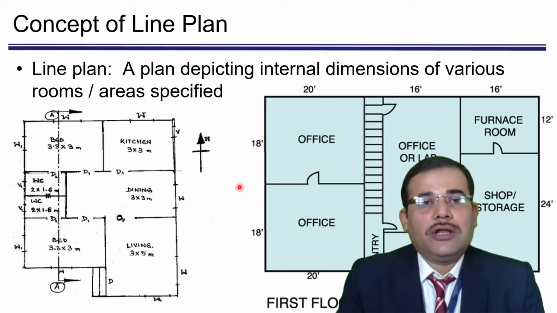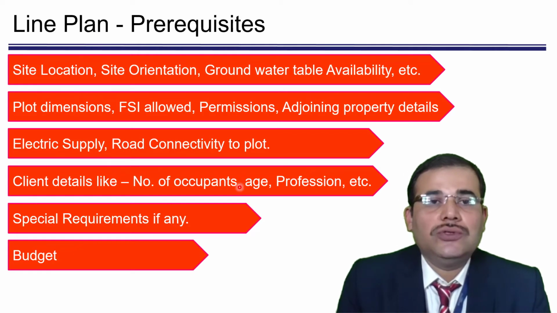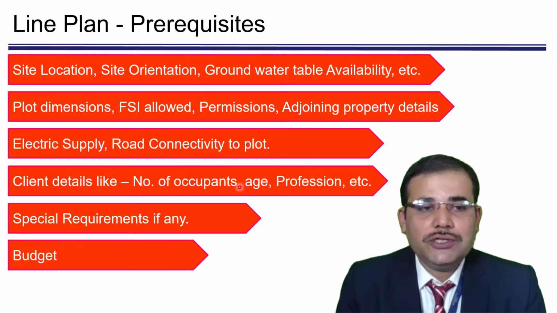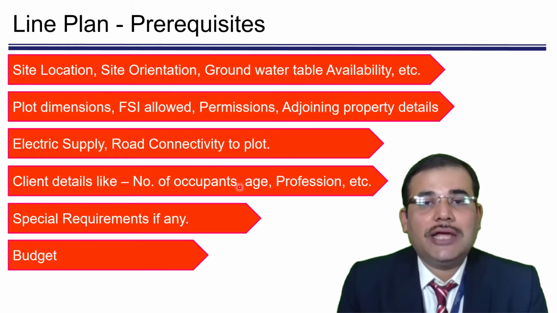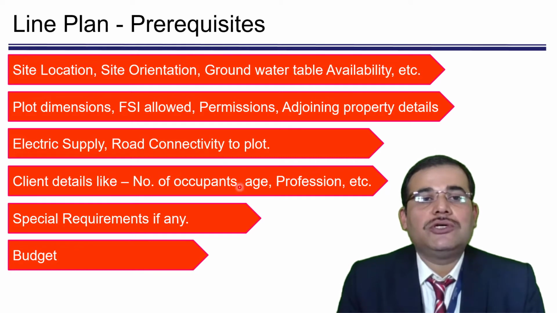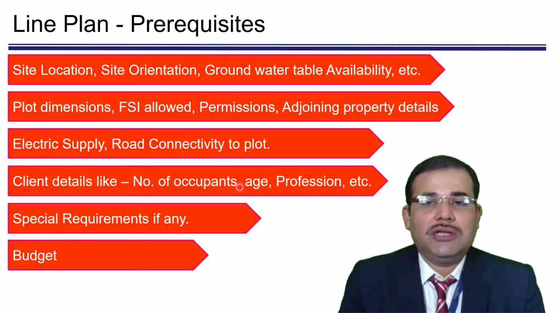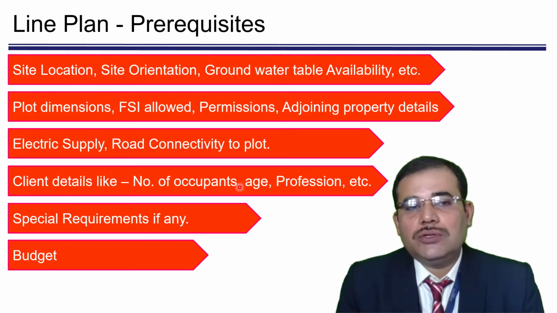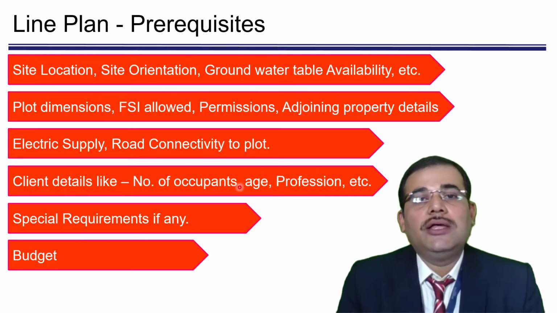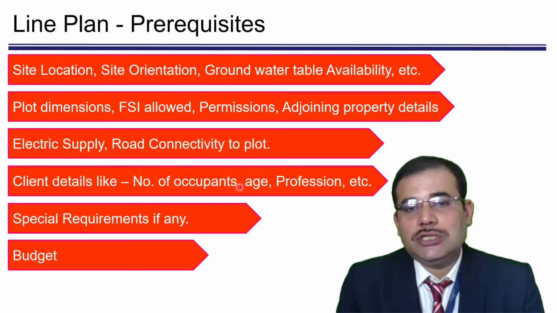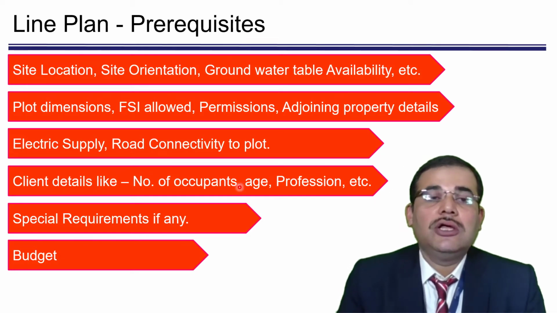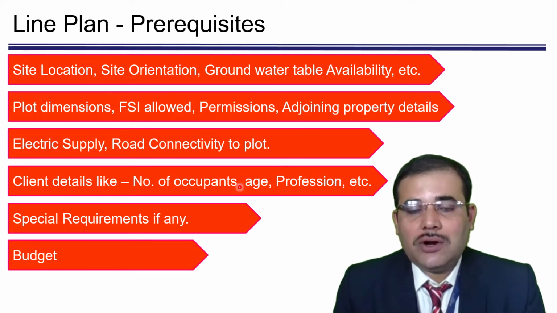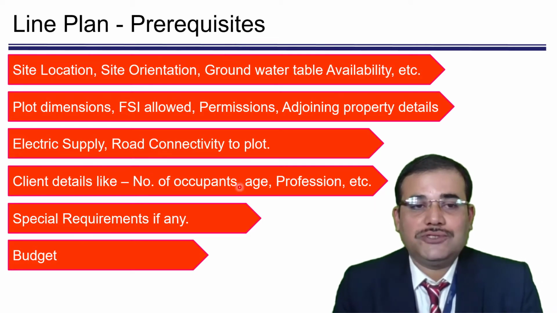But before continuing with the line plan, as a civil engineer, there are certain prerequisites, and you should have this data with you before starting. The first one is the site location, site orientation and groundwater table availability. Why is this important? In case of site location, you can identify whether it is a prime location, a marketplace, or an outskirt area. So accordingly you can give certain options.